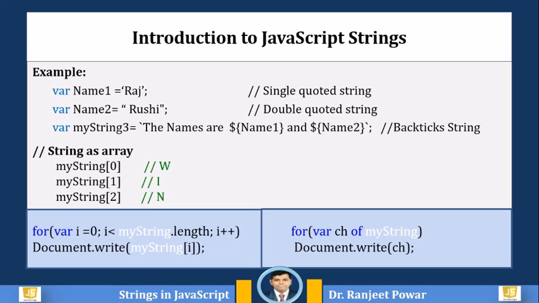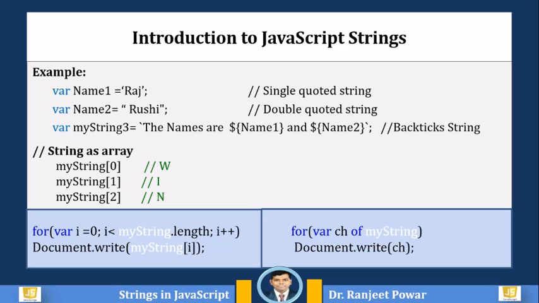Single quotes and double quotes are practically the same and you can use either of them. Backticks are generally used when you need to include variables or expressions in a string. This is done by wrapping variables or expressions with the ${variable or expression} syntax, as shown in an example.